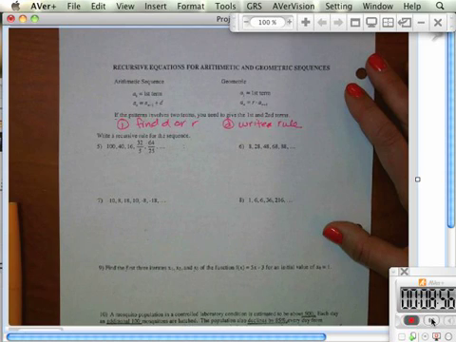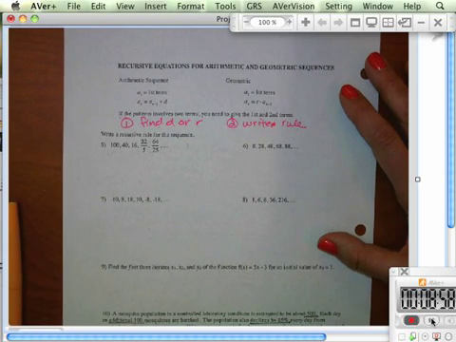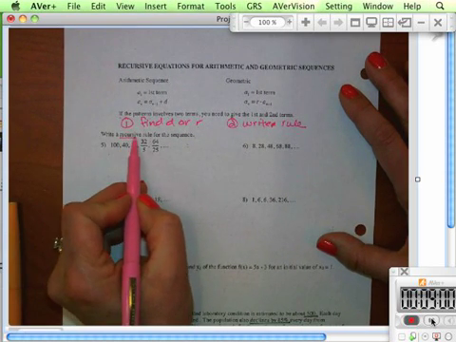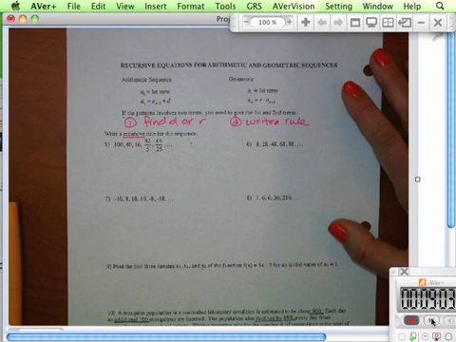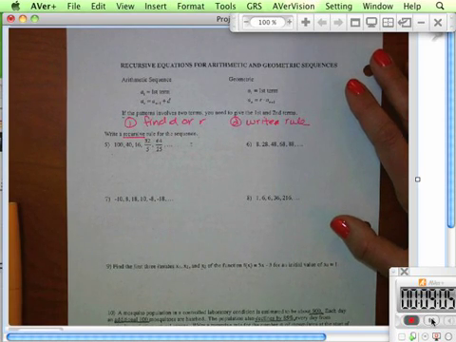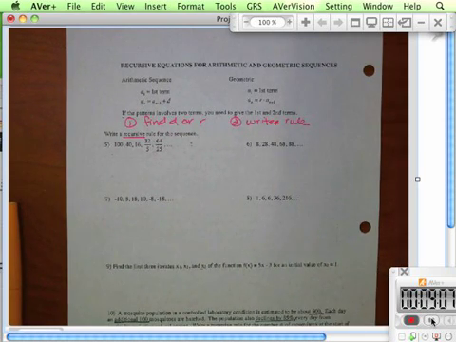Now, on the test, if you see the word recursive, that has to be your clue that you've got to come up with a function that involves the previous terms or the previous two terms. You've got to look for that word. You've got to be able to identify what you're being asked to do. So this is an important term here.